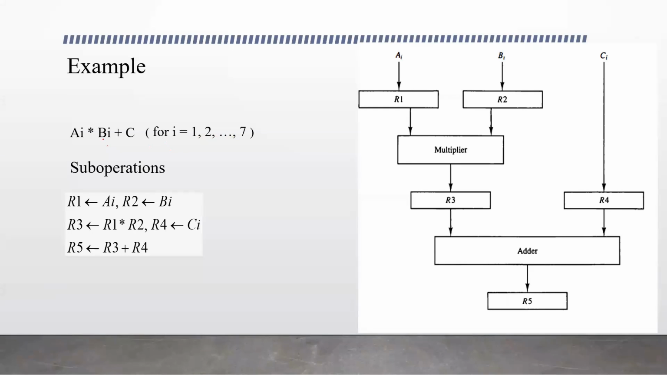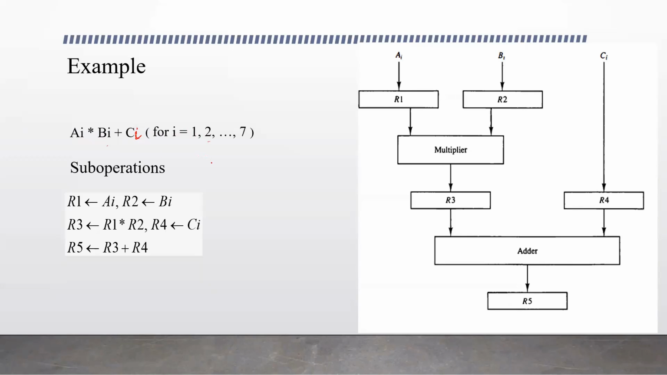Okay, so here we have these operations to be repeated for every i equal to 1 to 7. First i is 1, so A1 into B1 plus C1. And the second time, when i is 2, it becomes A2 into B2 plus C2. If we perform this sequentially, first with i equal to 1, once this operation is over, the second operation of A2 into B2 plus C2 starts.